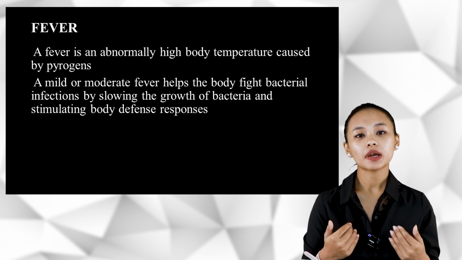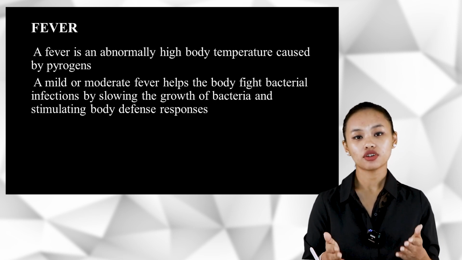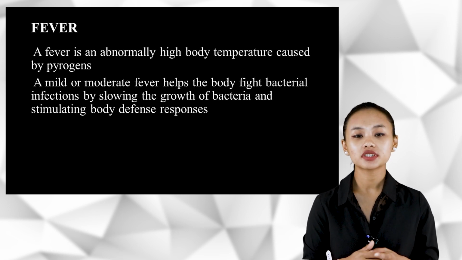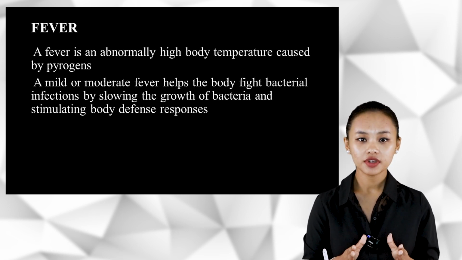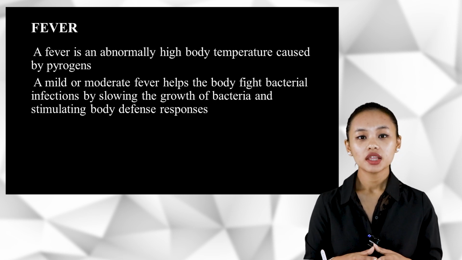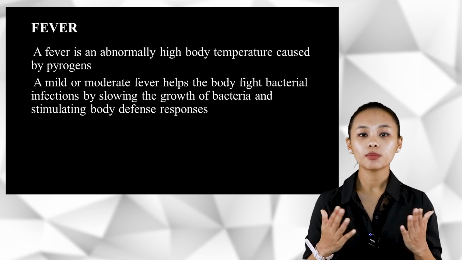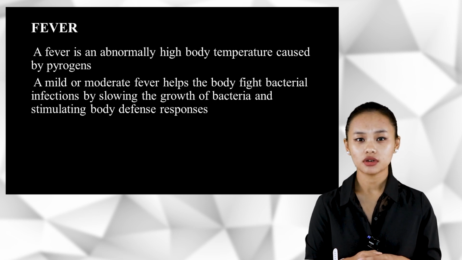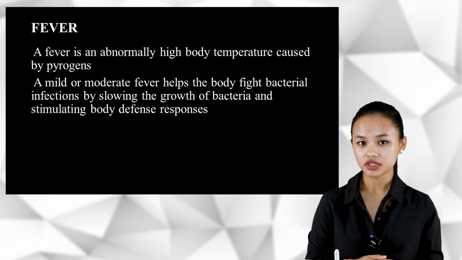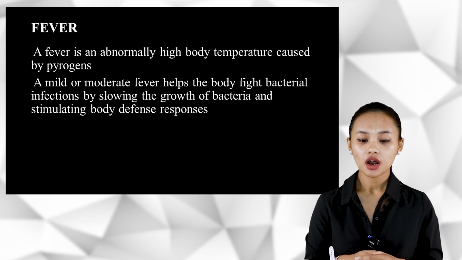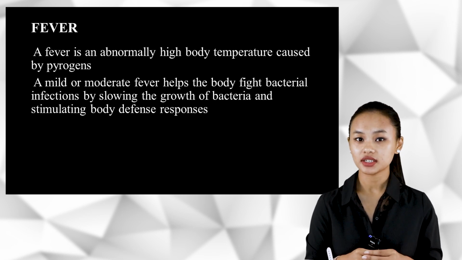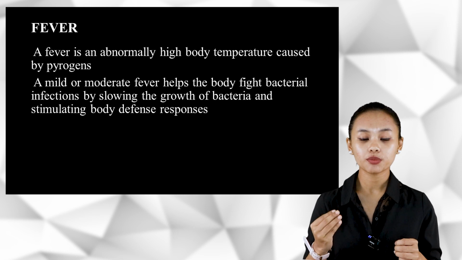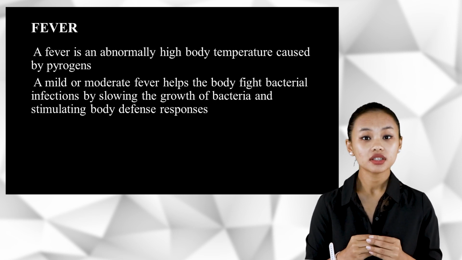So, if the body temperature is higher than the normal level, a person is considered to be having fever. In this case, this abnormal high body temperature can be caused by pyrogens. What are these pyrogens? Pyrogens here are the chemicals that set the thermostat in the brain to a higher degree.